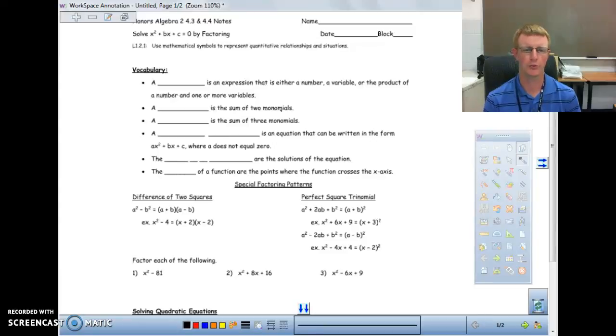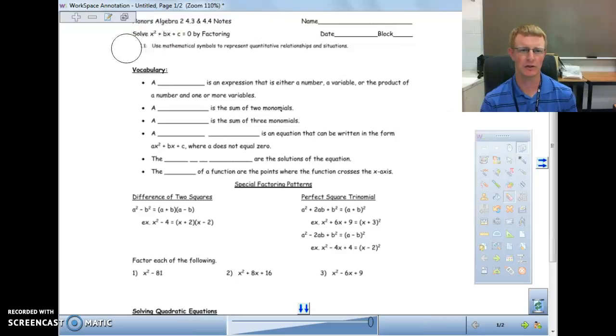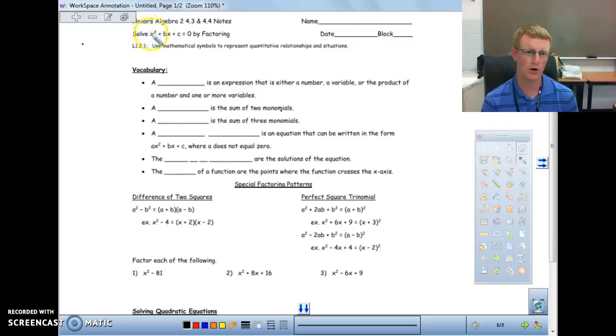This is going to be 4.3 and 4.4. We're going to combine both of these sections into one. The reason is because both of them are going to be factoring, so I didn't see any sense of us keeping it separate. One is going to be factoring with a 1 in front of our x squared, and the other one is factoring with a number in front of our x squared. But the process is really the same for both of them.